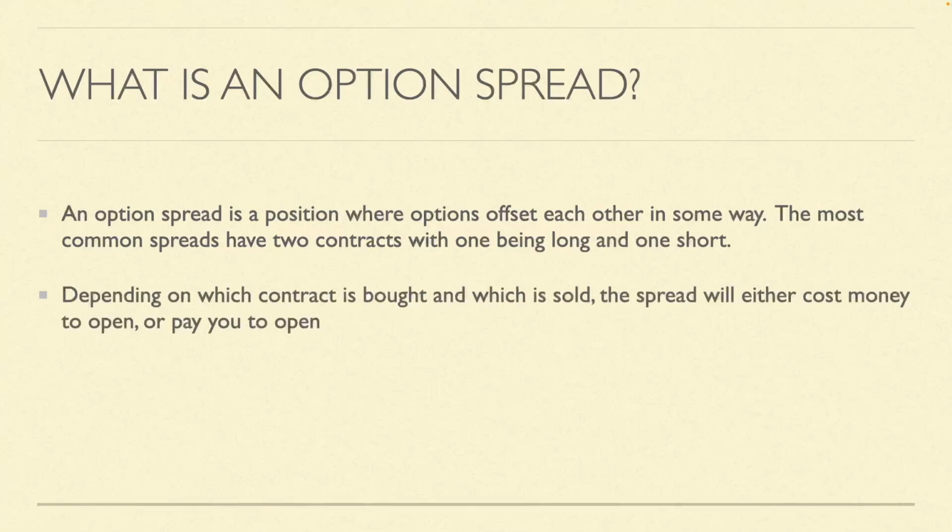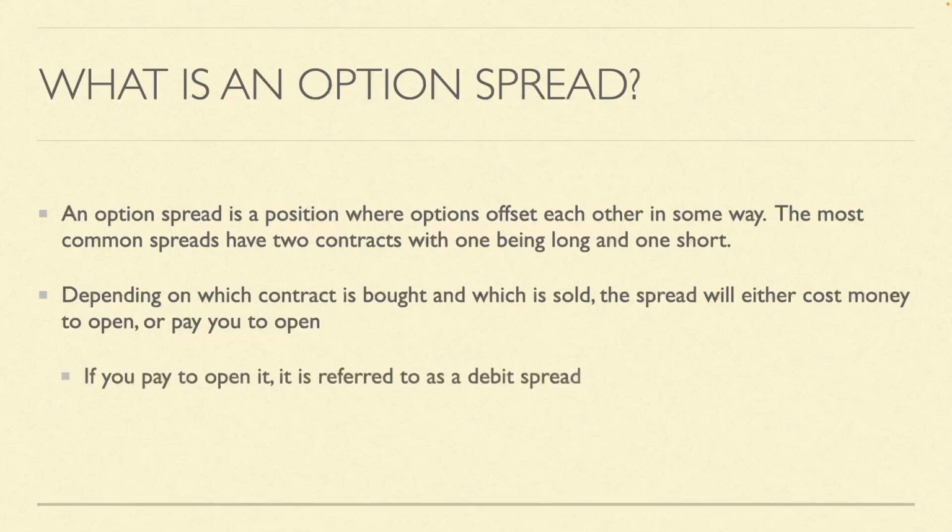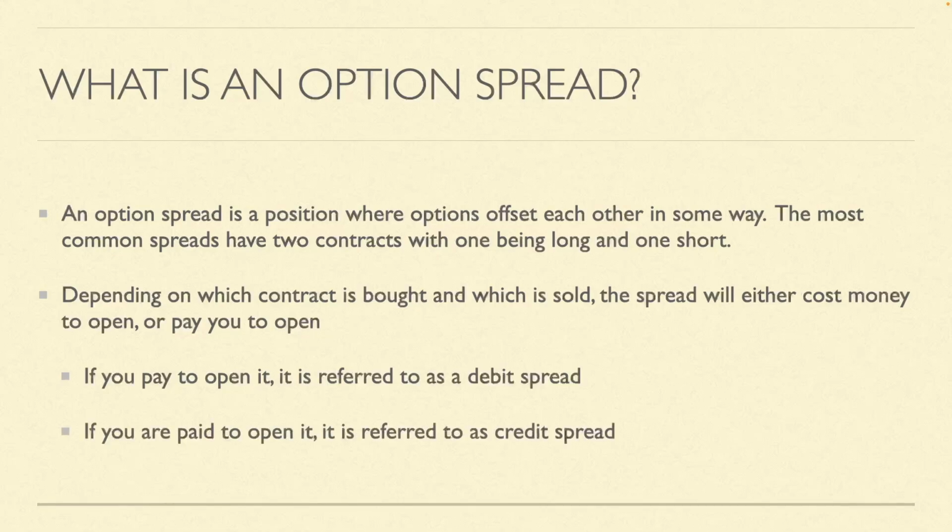Depending on which contract is bought and which is sold, the spread will either cost money to open or pay you to open. If you pay to open it, it is referred to as a debit spread. If you are paid to open it, it is referred to as a credit spread. They are also called either bull or bear spreads, depending on whether they make money when the price goes up, a bull spread, or down, a bear spread.